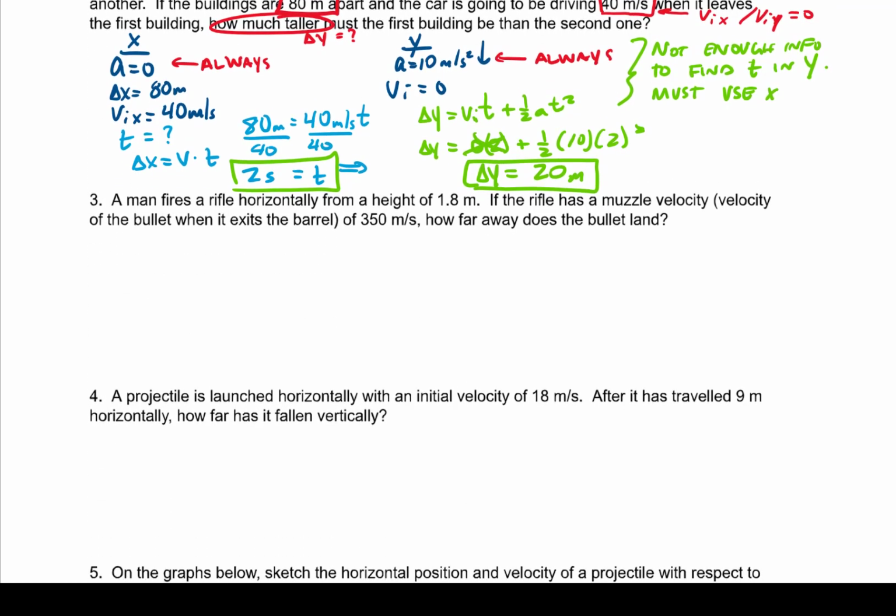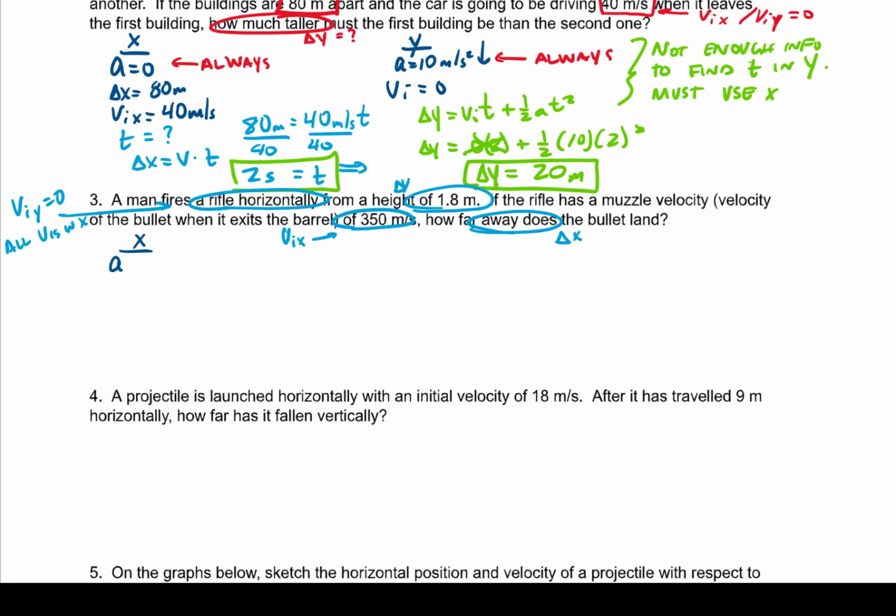Number 3, same idea. A man fires a rifle horizontally. What this tells me is that the initial velocity in the y direction is 0, and all of the initial velocity is in the x. So we're firing from a height of 1.8 meters, that's delta y. And the velocity of the bullet when it exits the barrel is 350 meters per second. That's velocity in the x direction. I want to know how far away the bullet lands.